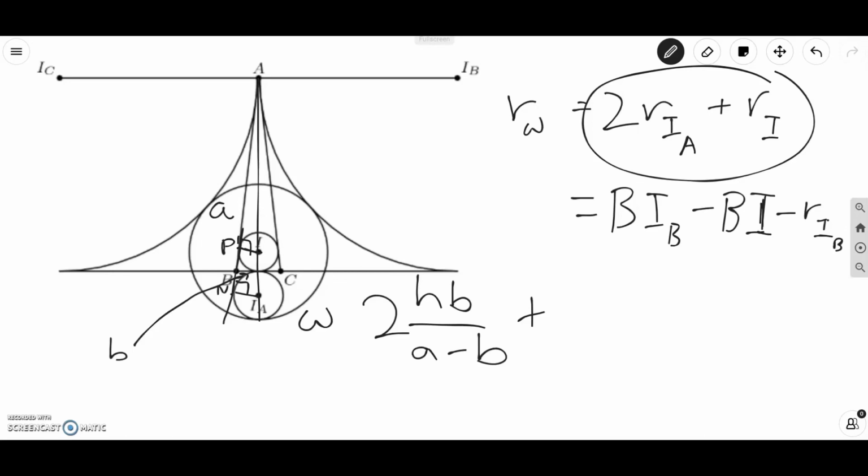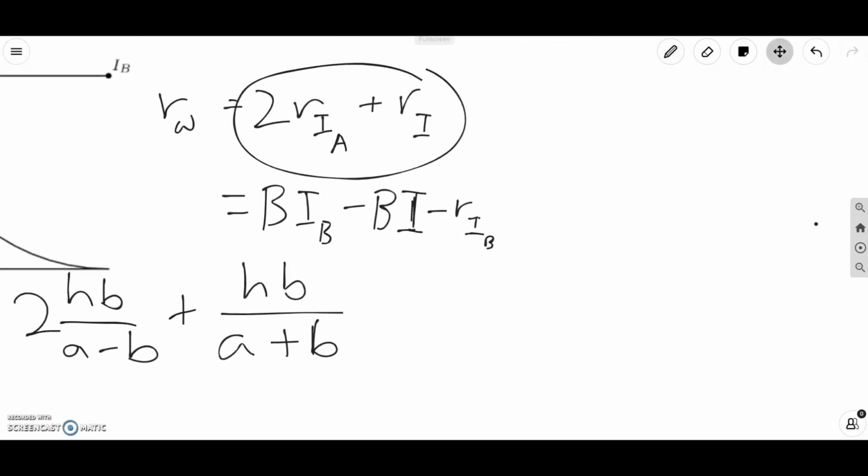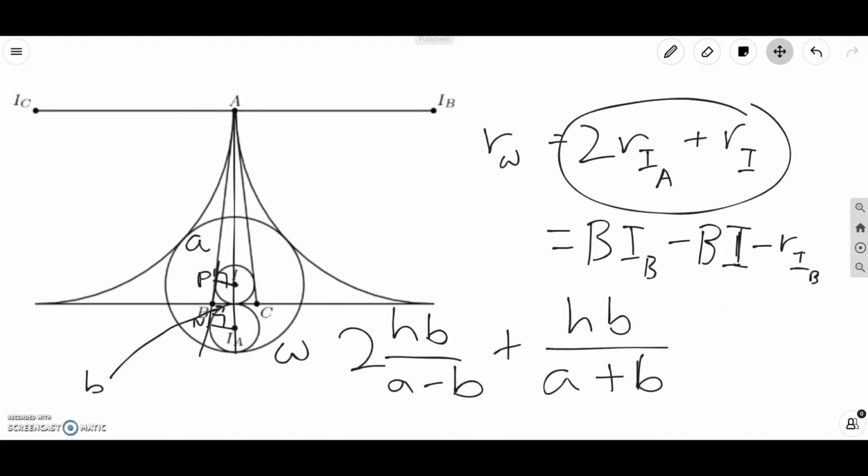RI can be written as the area of the triangle over the semiperimeter. The area is simply HB, and the semiperimeter would be A plus B. So as you can see, we have a very concise expression for R omega for the first expression. It's going to be the left-hand side. And now let's do the next expression. This would be BIB minus BI minus RIB.